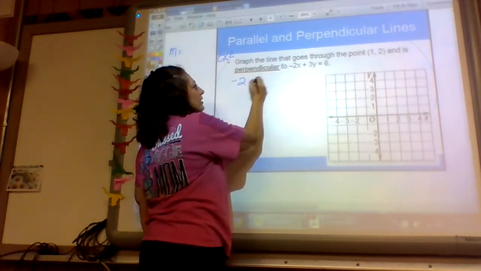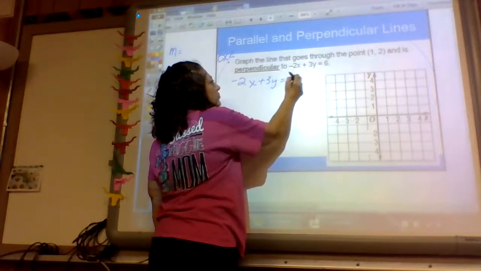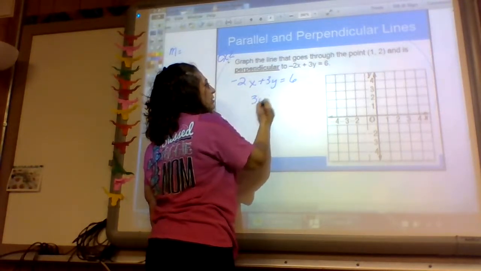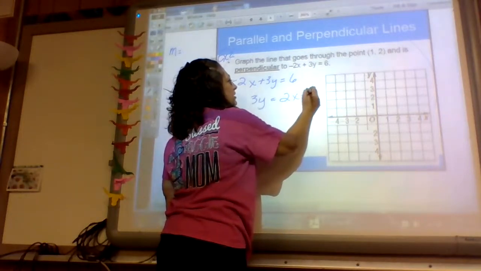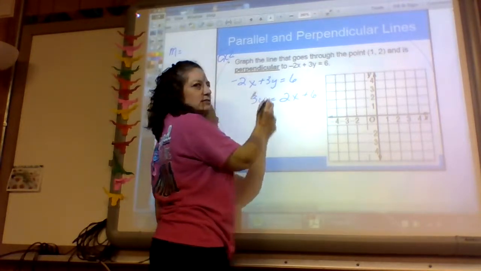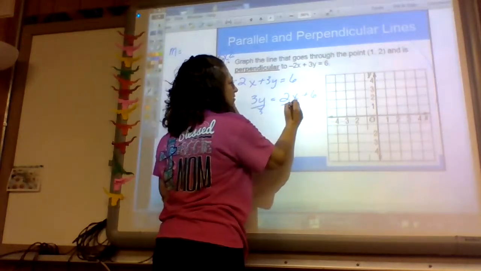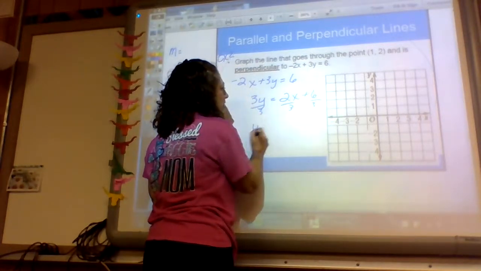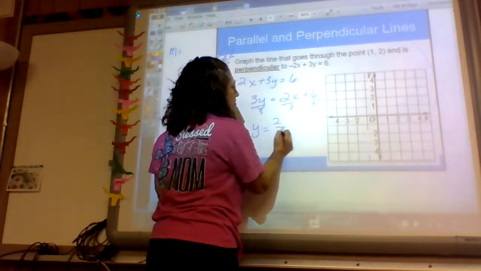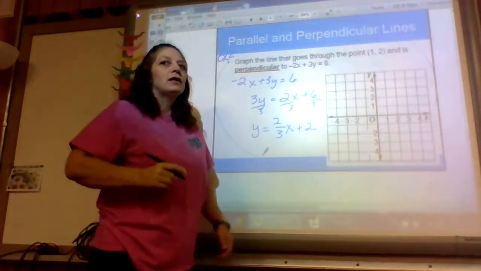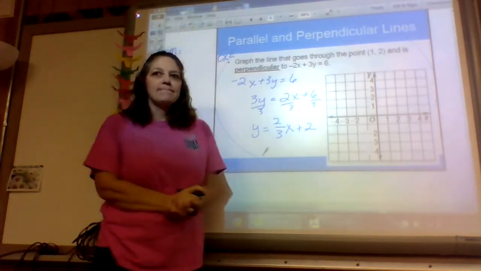I'm going to rewrite that. Solving for the y, I'm going to move my 2x over by adding it. So that will be 3y equals positive 2x plus 6. I will move the 3 over by division into all terms. So y equals 2/3 x plus 2. Kyle, what's my slope? 2/3.